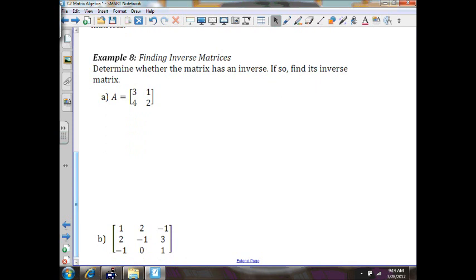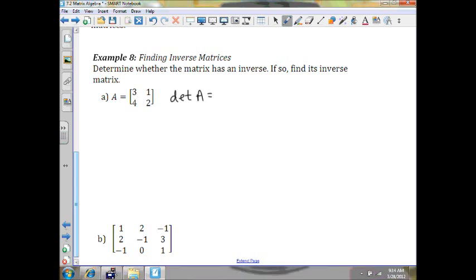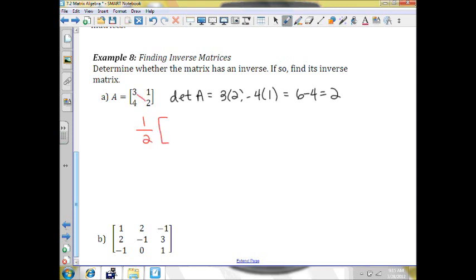Okay, determine whether the matrix has an inverse. Let's find the inverse now. So the determinant of matrix A will be 3 times 2 minus 4 times 1. So that will give me 6 minus 4, or 2. So my inverse matrix will be 1 over the determinant, switch these 2 and 3, and make these negative.